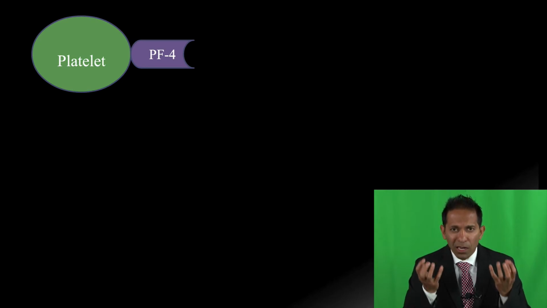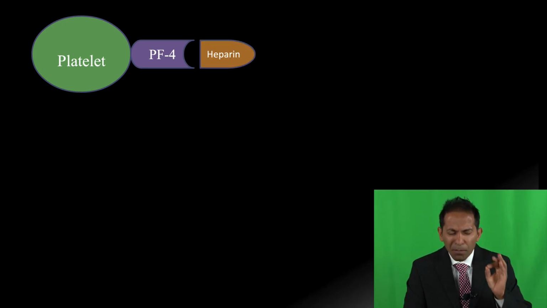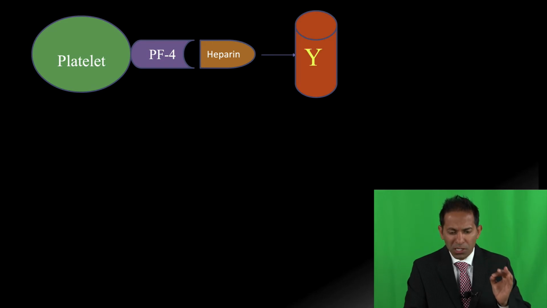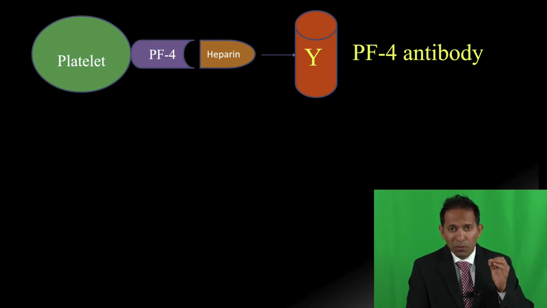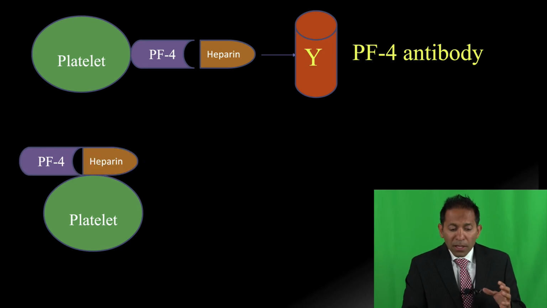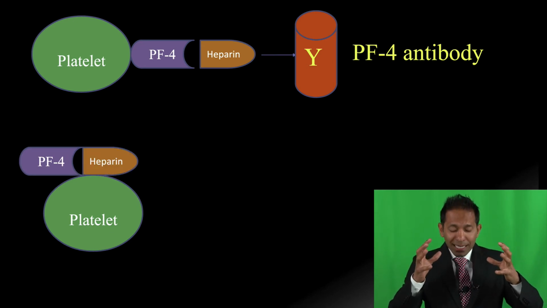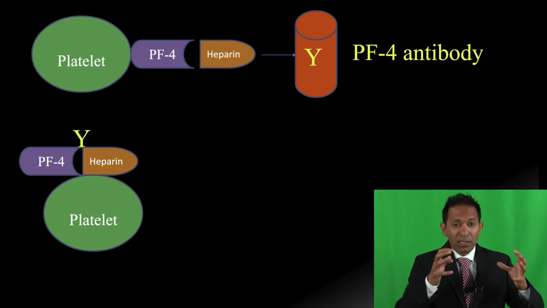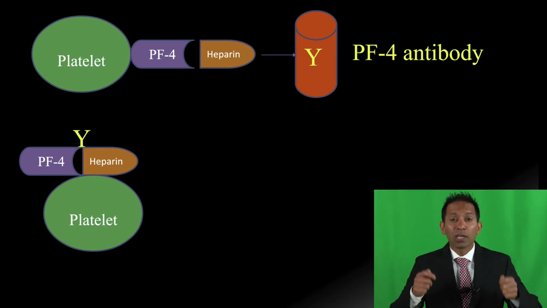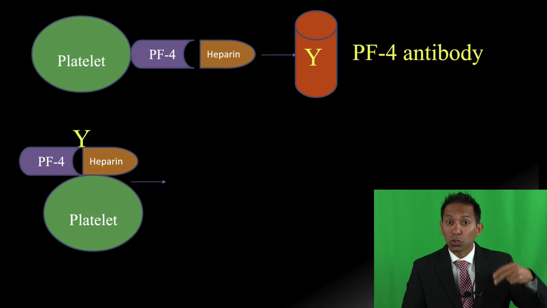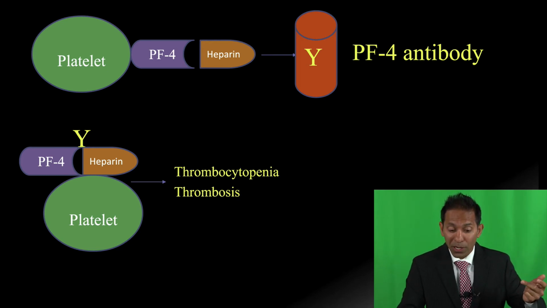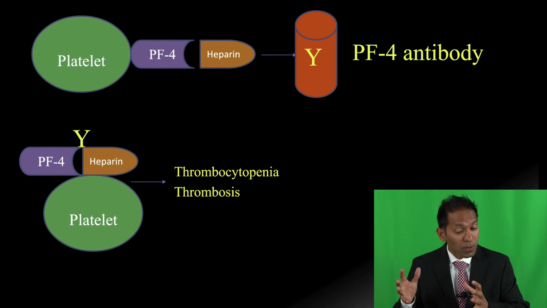Platelets have alpha granules which secrete platelet factor 4, which helps in aggregation. In the presence of heparin, some patients can develop antibodies in their circulation which are platelet factor 4 antibodies. So this Y is an antibody. These antibodies can combine with platelet factor 4 in the presence of heparin, which can cause immunogenicity, which can lead to thrombocytopenia in 80 to 90% of patients and thrombosis in 30 to 50% of patients.